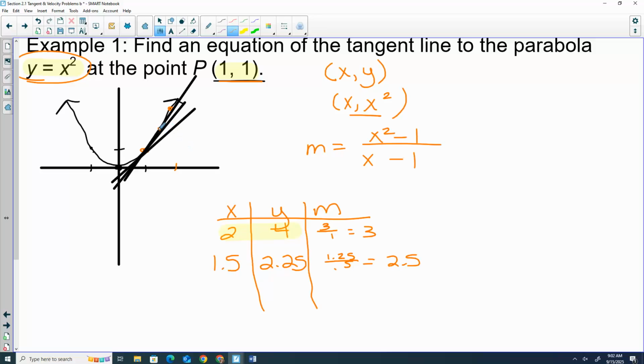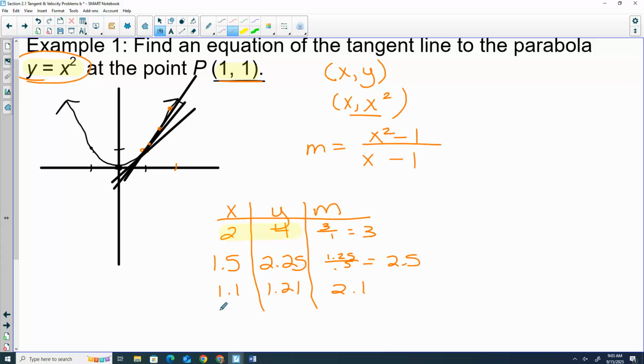Is that the closest I could get to the real tangent line? No, how would I get closer? Okay, what if I did 1.1? That would be closer. So if I put in a 1.1, again, the y column is optional. If you did that, you would have 1.21, or you could just plug into your slope formula. So we get 0.21 over 0.1. You get 2.1.